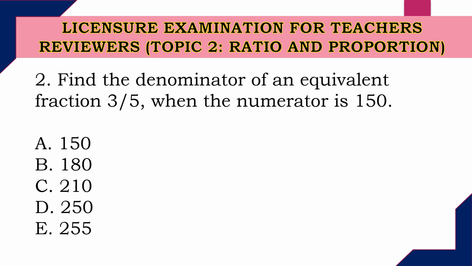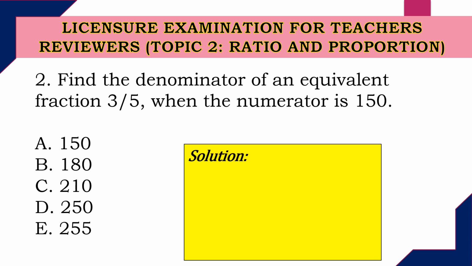Next question. Find the denominator of an equivalent fraction 3/5 when the numerator is 150. A. 150, B. 180, C. 210, D. 250, and letter E. 255. So the first thing that we are going to do, we will equate 3/5 to 150 all over x. So yung x dito, that is the denominator of the fraction that is equivalent to 3/5.